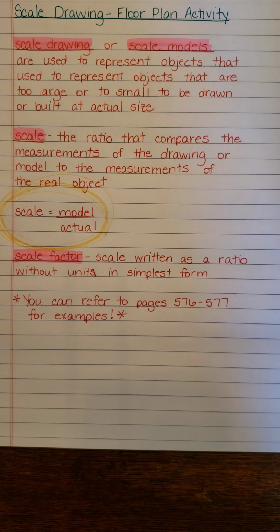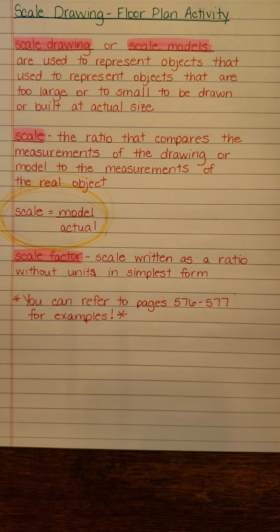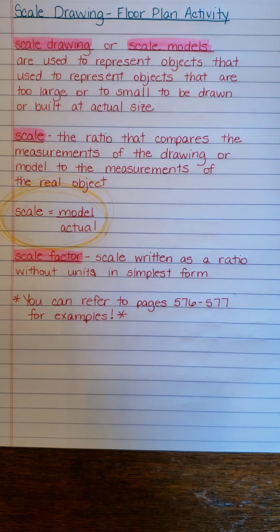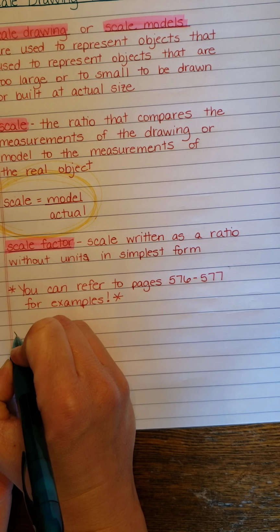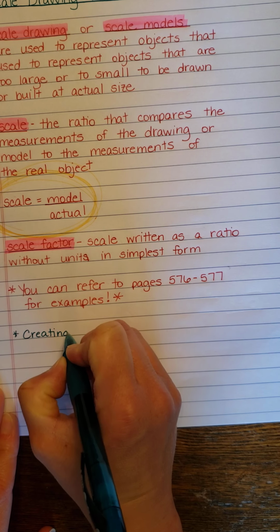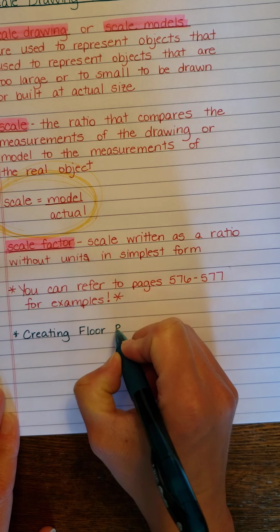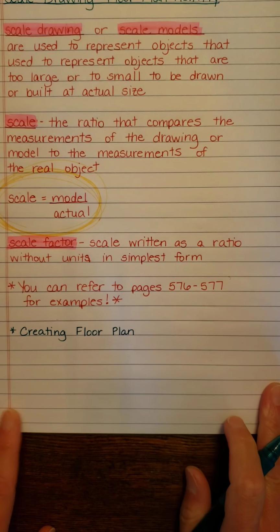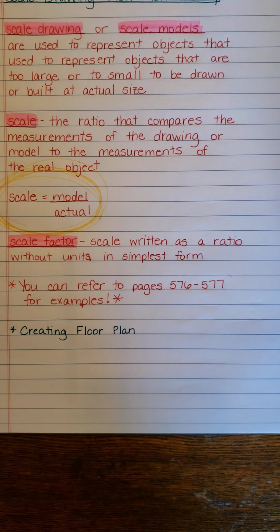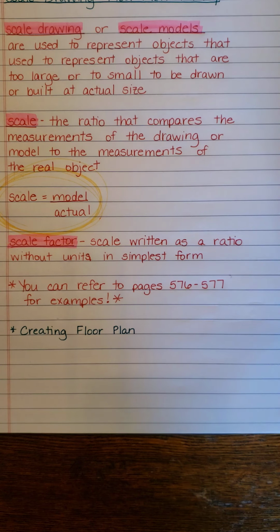So to create this, you can use your books and look at pages 576 to 577 for examples, okay? So you can just use those as examples. So some things that I want you to remember when you are creating your floor plan. I want you to pick a room in your house. It doesn't matter. It can be your bedroom, it can be the living room, the kitchen, whatever, okay? I'm thinking probably a bedroom or a living room would be the easiest thing to create.